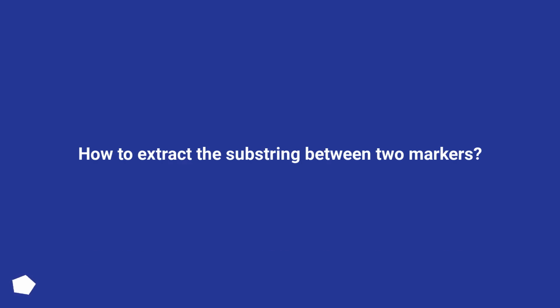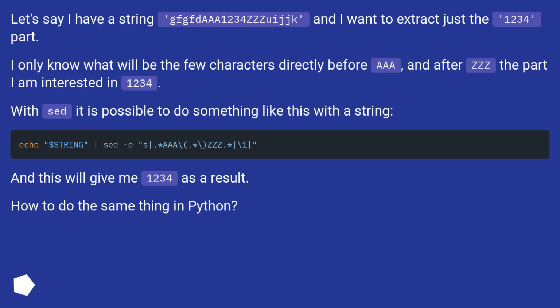How to extract the substring between two markers. Let's say I have a string gfAAA1234Z, and I want to extract just the 1234 part. I only know the few characters directly before, AAA, and after, Z, the part I am interested in, 1234. With sed it is possible to do something like this with a string.